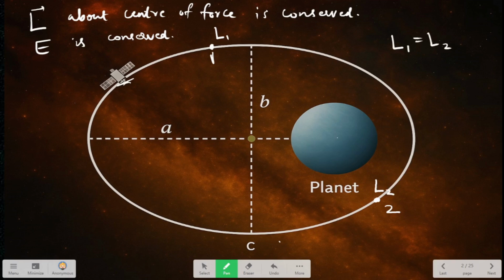Same is the case for energy. If at point 1 the energy of satellite is E1 and at 2 it is E2, then E1 is equal to E2, because these two quantities, angular momentum and mechanical energy, are conserved in the case of a central force motion in any orbit, whether it be elliptical, circular or any other orbit. By central force motion, I mean force can be written as F is equal to some function of R times plus or minus R cap.